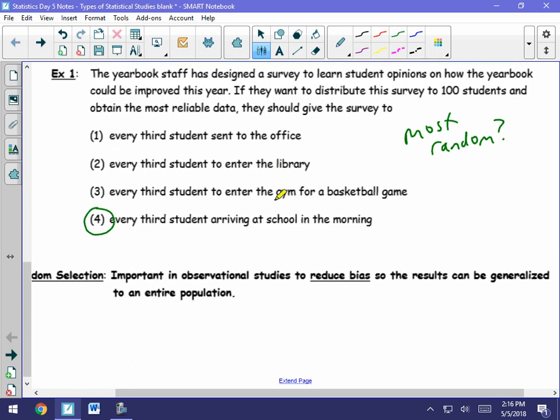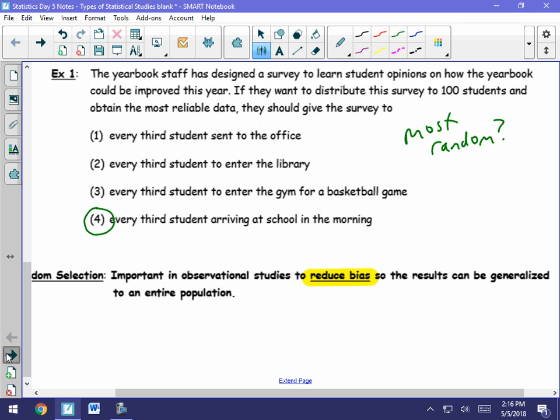So random selection is very important to observational studies so that we can reduce bias, so that the results can be generalized to an entire population. So you can actually take the results of your study and then say something about it.